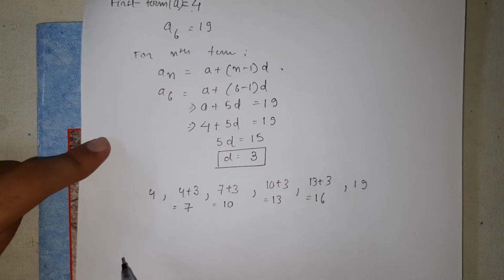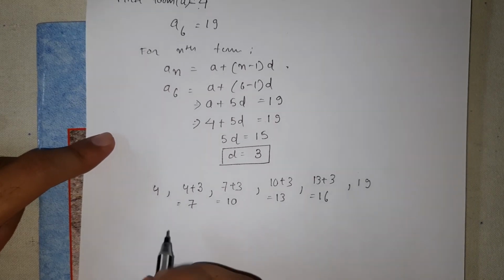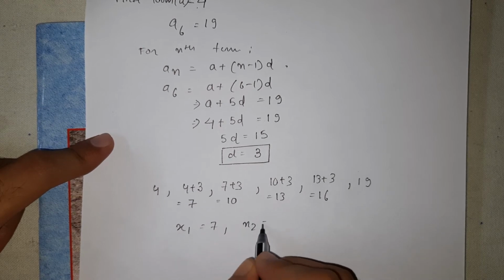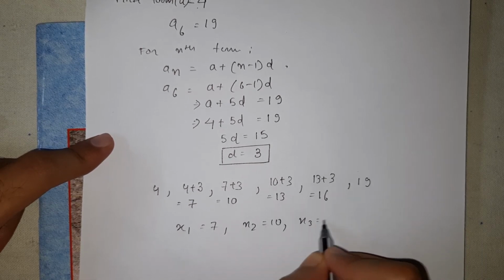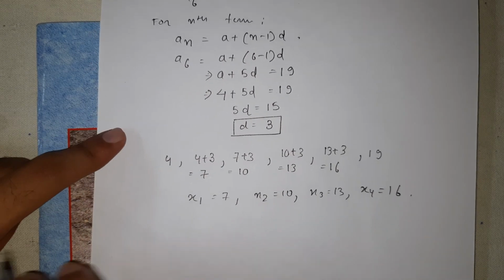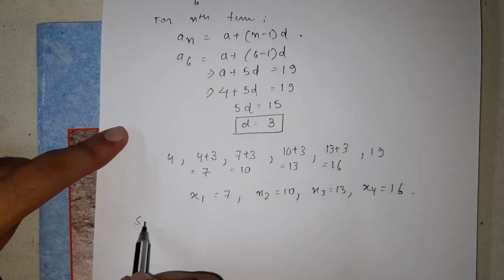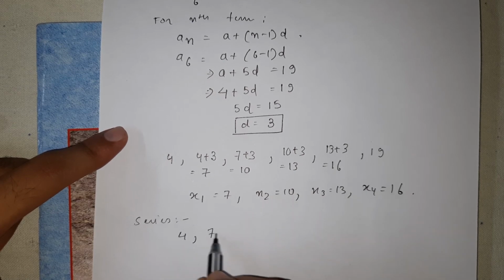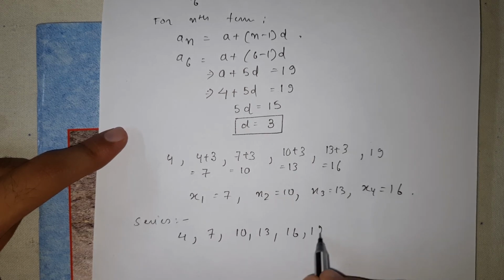So the 4 terms that we want to find are x1 that is 7, x2 is 10, x3 is 13 and x4 is 16. So the series of these 6 terms will be 4, 7, 10, 13, 16, and the last one is 19.